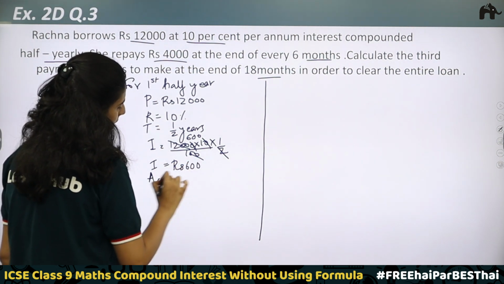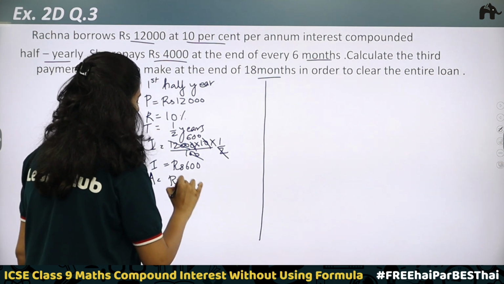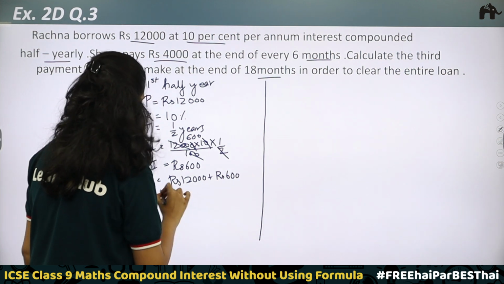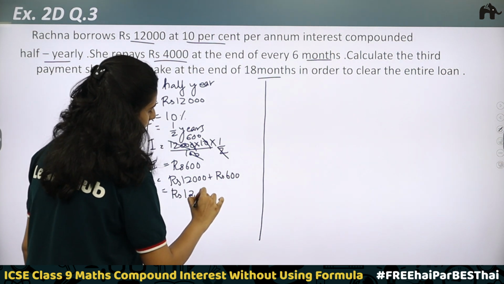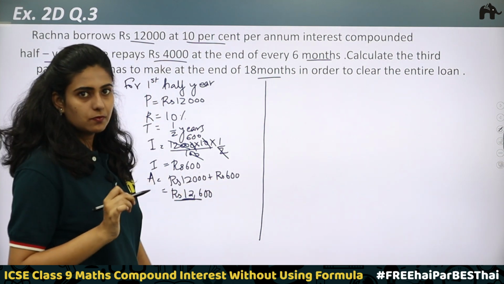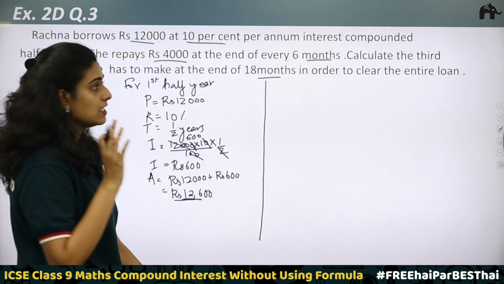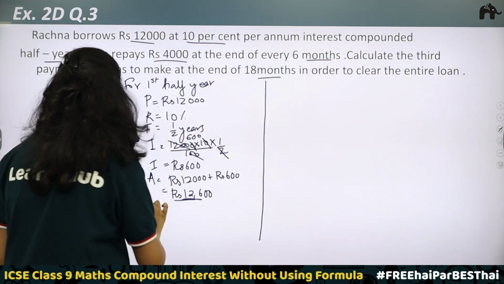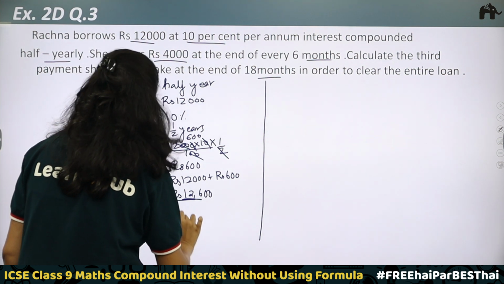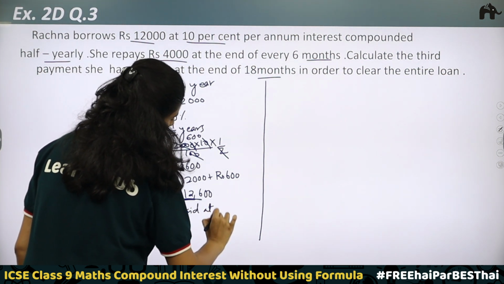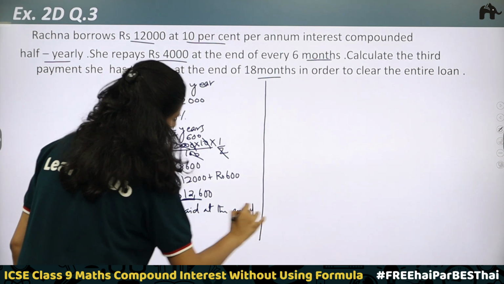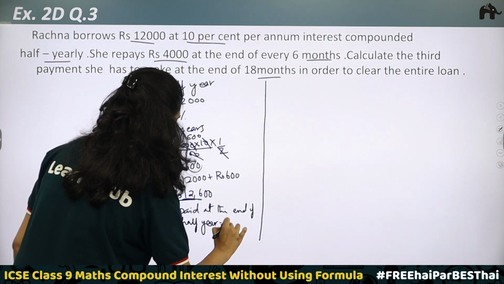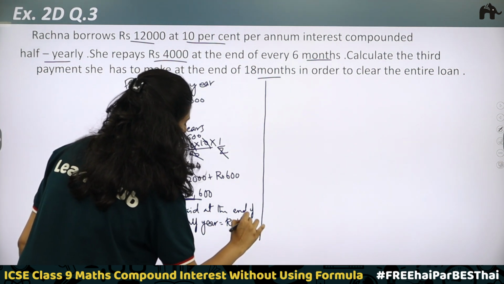Then what is the amount? Amount is principal plus interest, rupees 12,000 plus rupees 600, which is rupees 12,600. So, we got the amount. Okay. So, this is for first half year. Now, it is given in the question that she repays rupees 4,000 at the end of every 6 months. So, money paid at the end of first half year is equal to rupees 4,000.